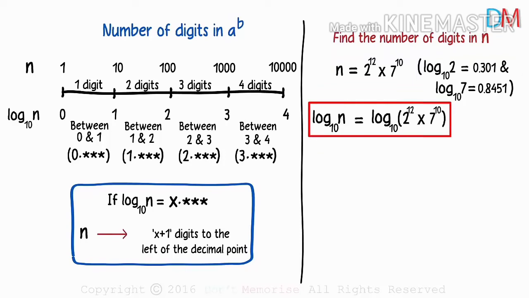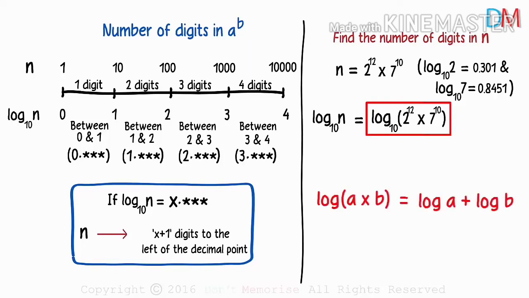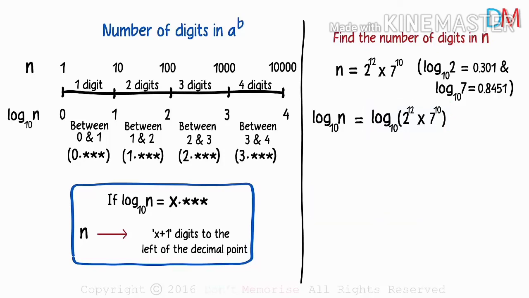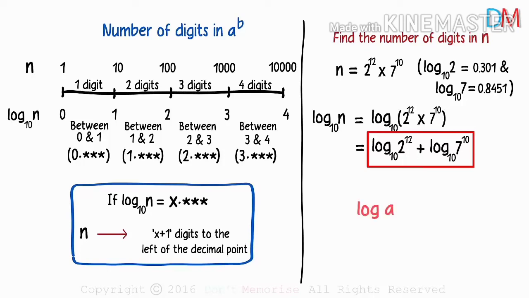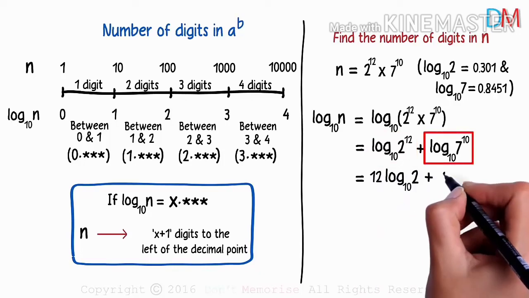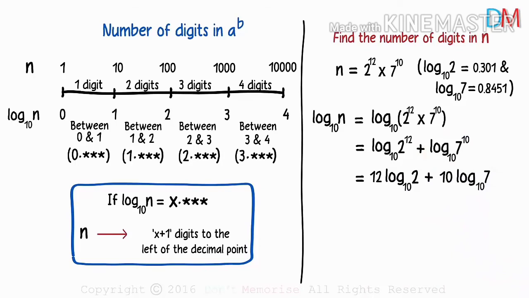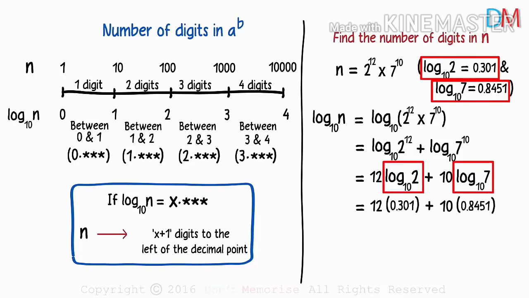We can use the logarithmic addition identity to simplify this a bit. Log of a times b is equal to log of a plus log of b. Applying the identity, the right-hand side can be written like this. Can we simplify this further? Yes, we can use the multiplication by a constant identity. Log of a to the power n is equal to n times log a. Applying it to the first term, we get 12 times log 2 to the base 10. And applying it to the second one, we get 10 times log 7 to the base 10. And we have been provided with these 2 values. Substituting them here, we get this expression.